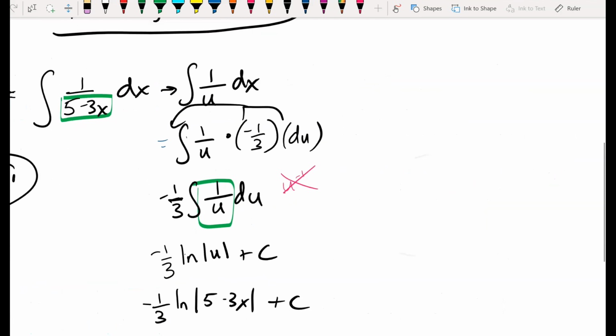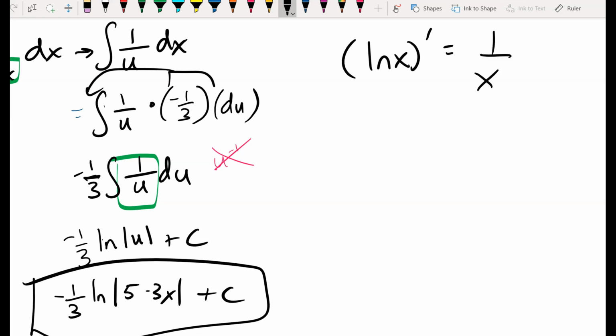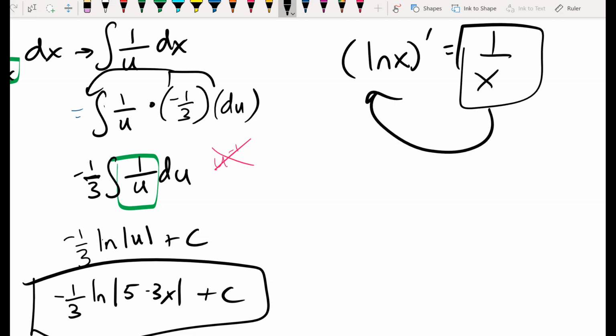The idea is the relationship you need to see: if I have a function ln of x and I differentiate it, I get 1 over x. So if I start with something that looks like 1 over x and I anti-differentiate, I should end up back with something with an ln. So just keep that in mind.